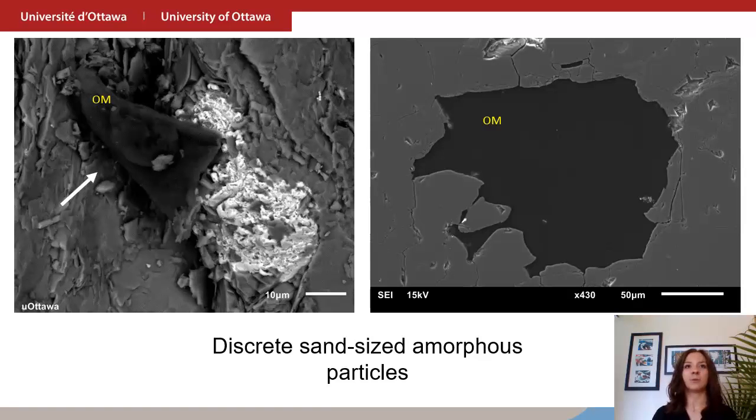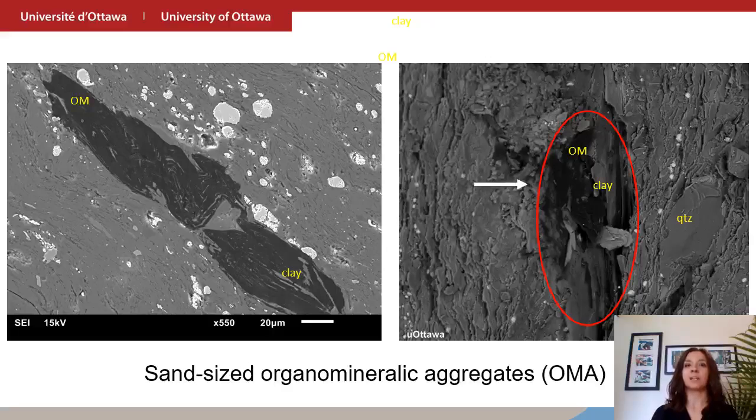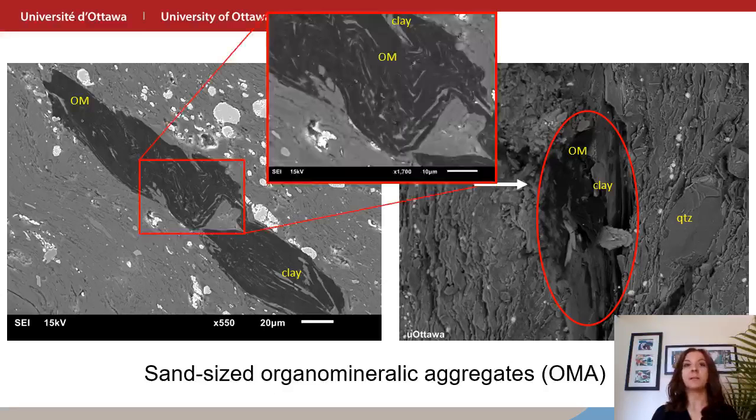The next type of OM is more easily visible and consists of silt to sand-sized amorphous particles. This type is mostly found in the orange sand-rich bands instead of in the black clay-rich bands. The final type, sand-sized organomineralic aggregates, or OMA, consist of aggregates of OM and clay grains. This is a close-up from the left image showing the fabric of the OM and clay grains together. These last 2 types of OM are interpreted to be detrital grains sourced from disaggregated bacterial mats that grew on the continental shelf before being remobilized downslope.